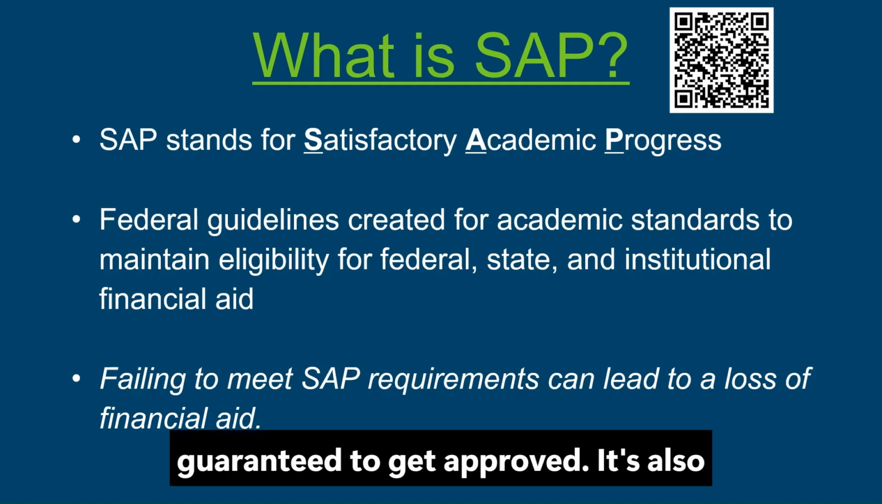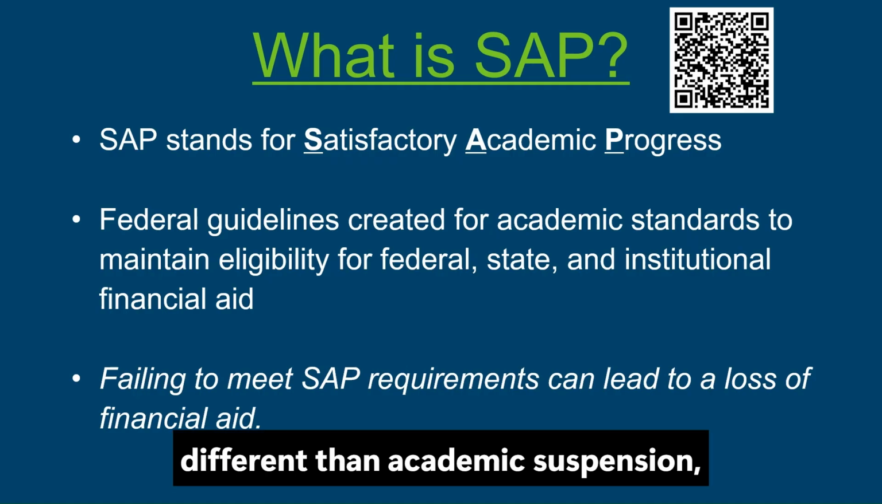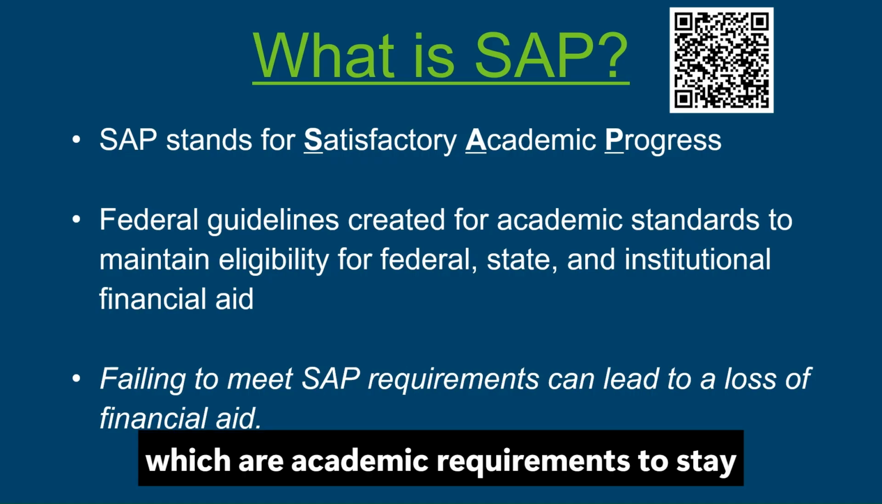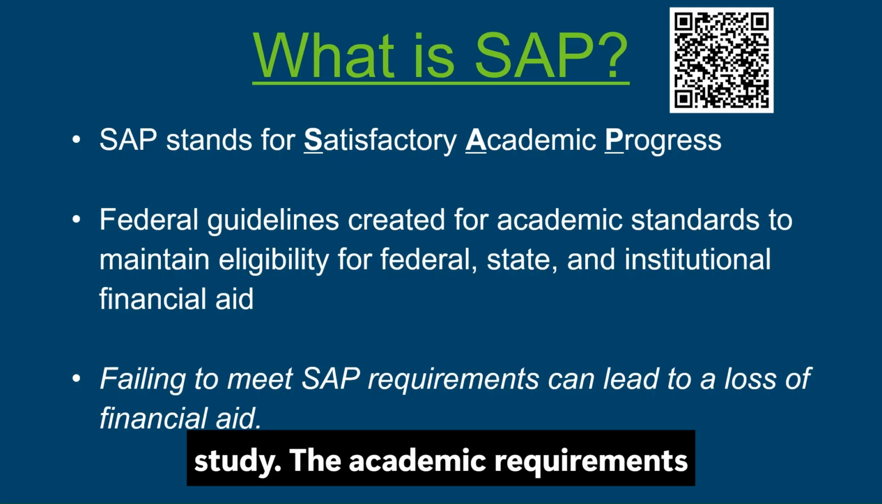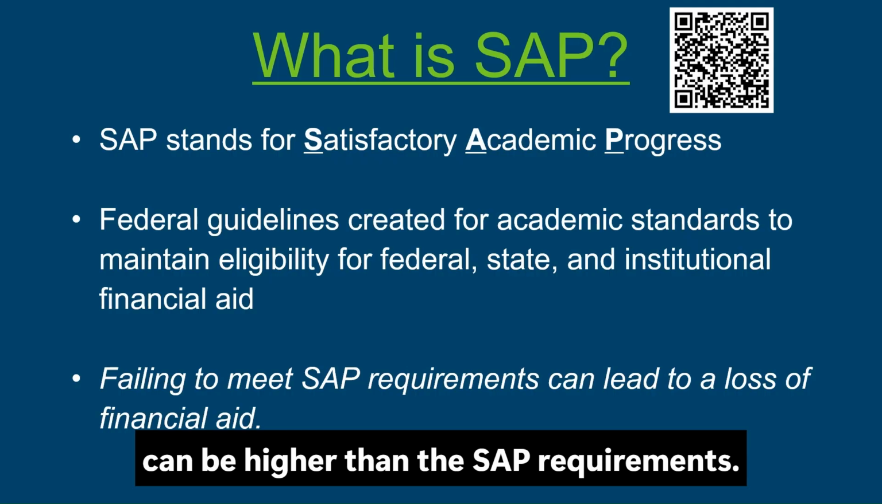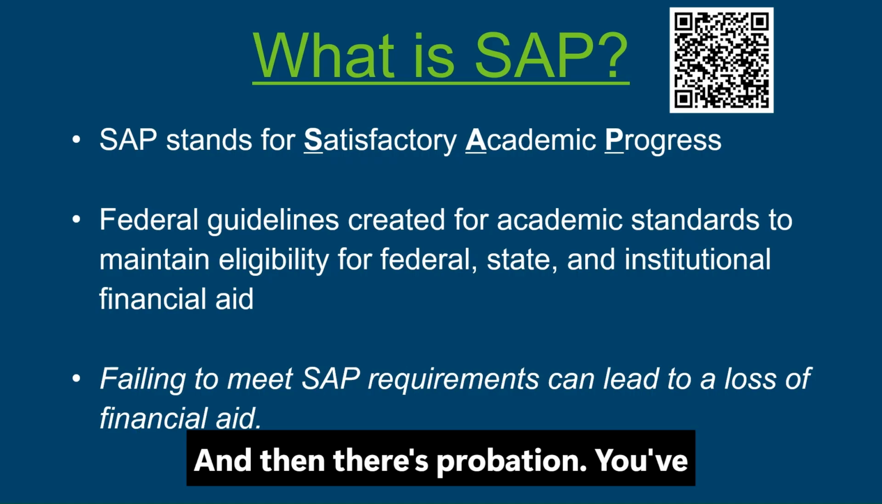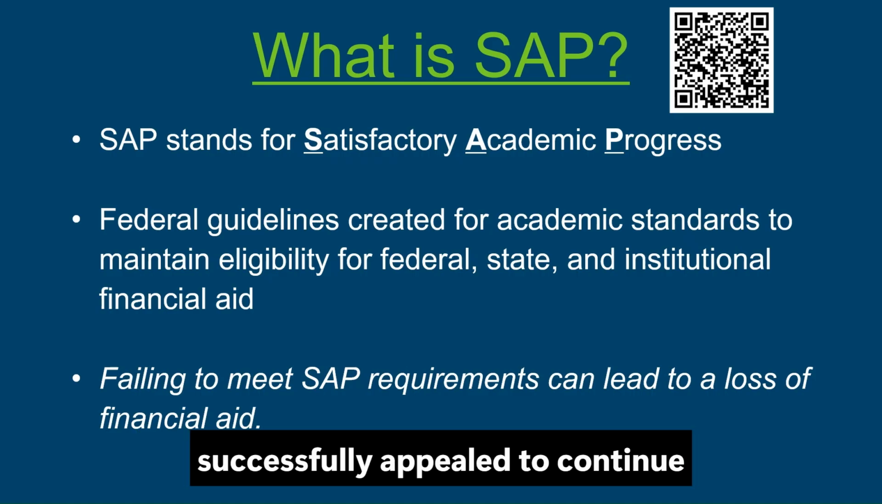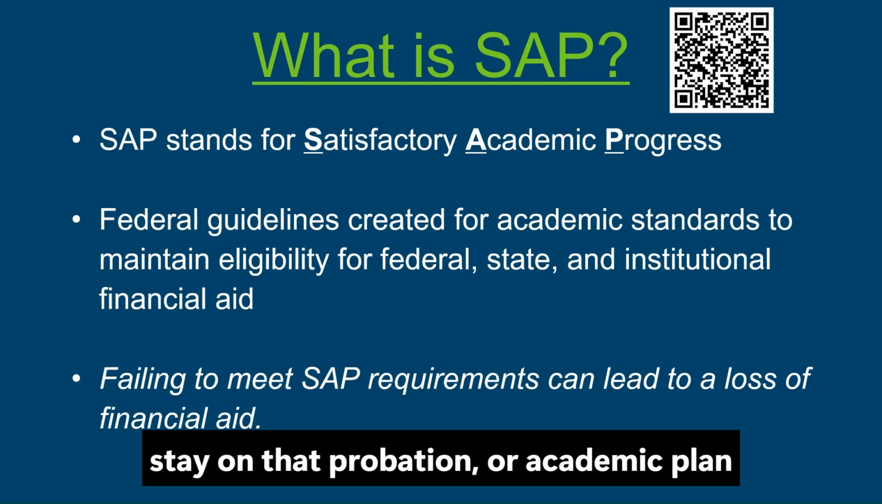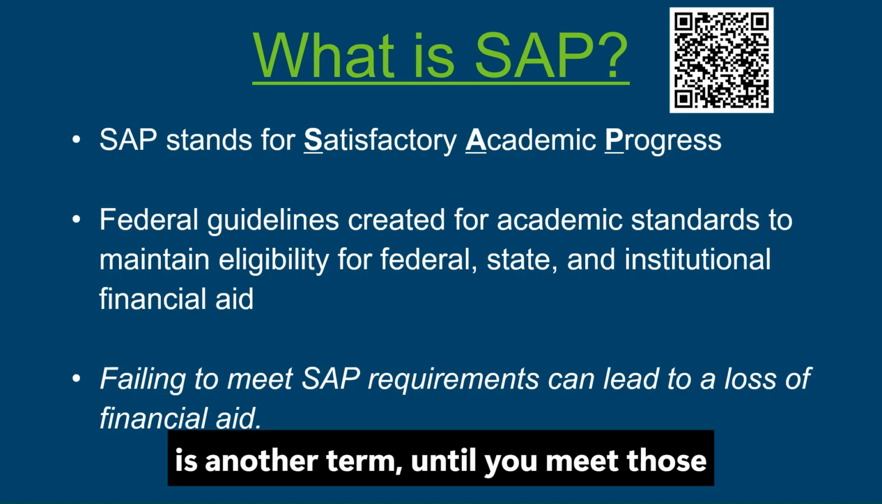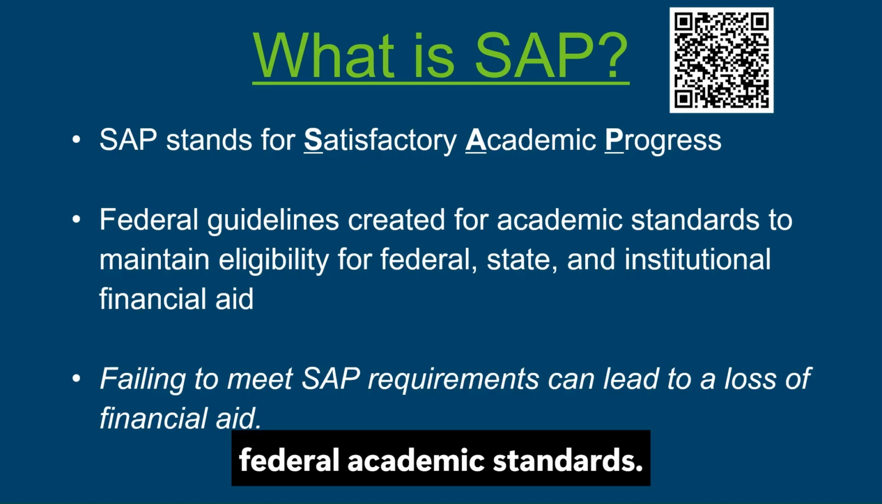It's also different than academic suspension, which are academic requirements to stay in school or your particular program of study. The academic requirements can be higher than the SAP requirements. And then there's probation. You've successfully appealed to continue receiving aid for one semester, and you'll stay on probation or an academic plan for another term until you meet those federal academic standards.